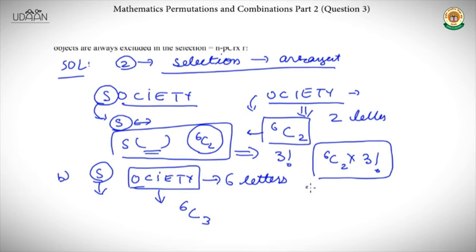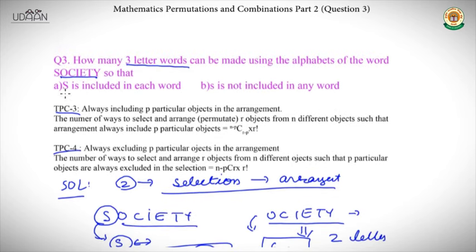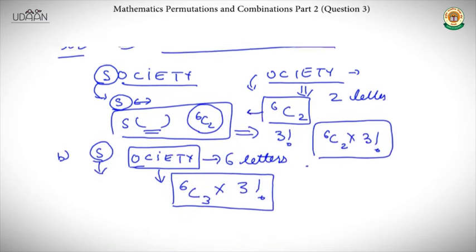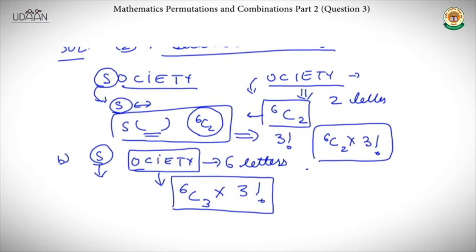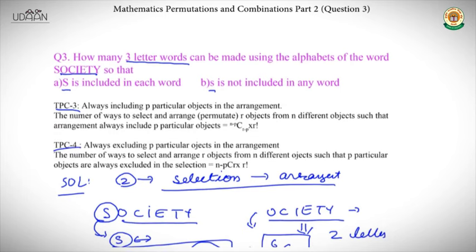And now as we have 3 letters, we have to arrange them, so we multiply by 3 factorial. This is the number of ways to arrange the 3 letters so as to form words in which S is always included in part A and S is always excluded in part B. So in this question, we see that these 2 parts are extensions of TPC1 and TPC2 that we have seen earlier. The thing is that we have to arrange them also. First we have to select them and then we have to arrange them.